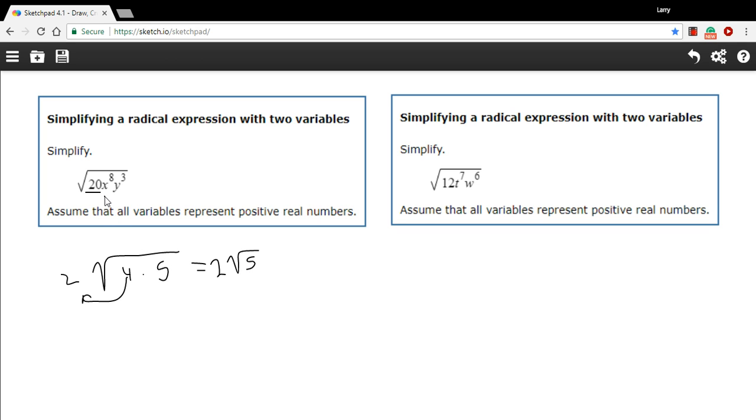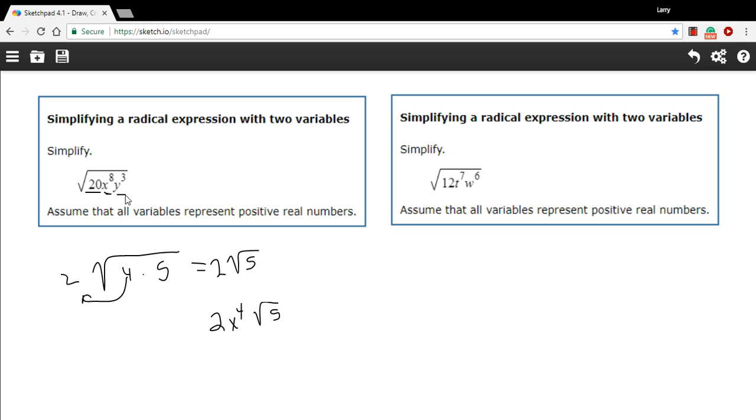Now, let's take the x to the eighth part. You may remember that when you take the square root of an even exponent, all you have to do is just divide that exponent by 2. So that's going to be x to the fourth. So if I want to rewrite this, the x to the fourth would go on the outside here. So I'm going to have 2 times x to the fourth, and then I've got my square root of 5.